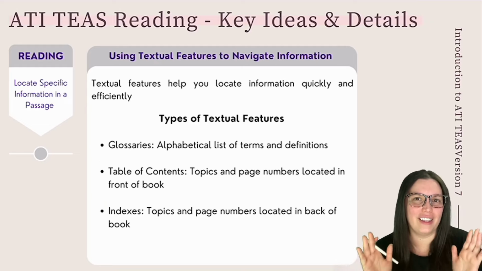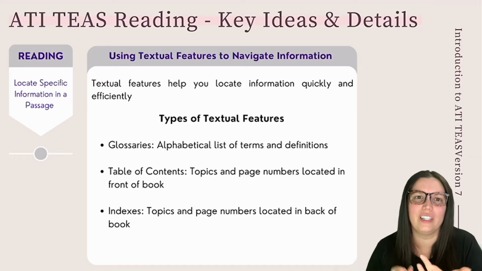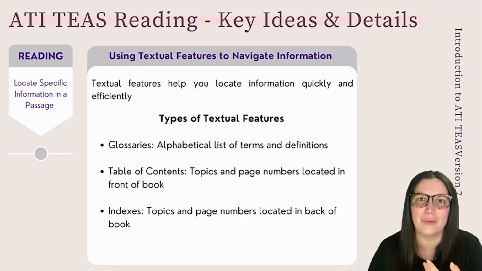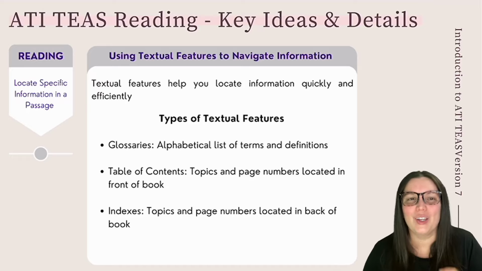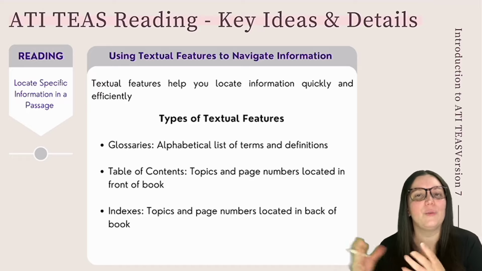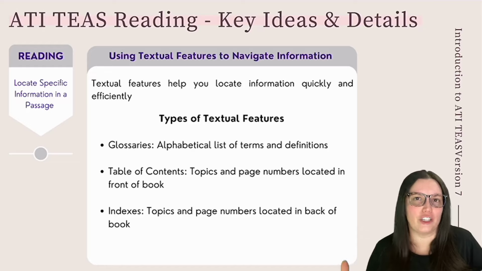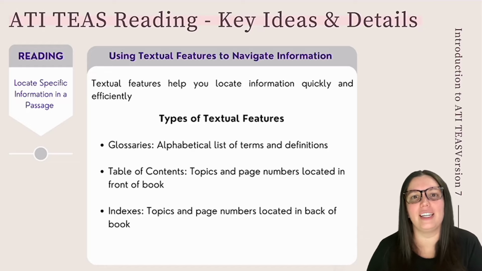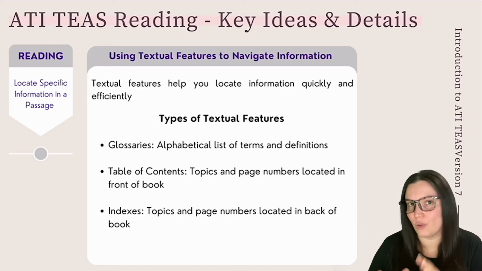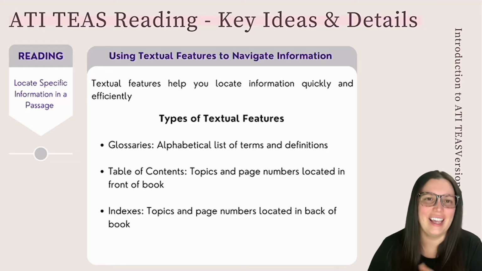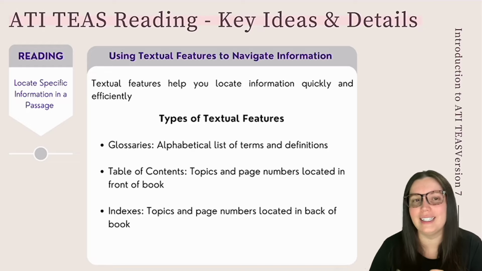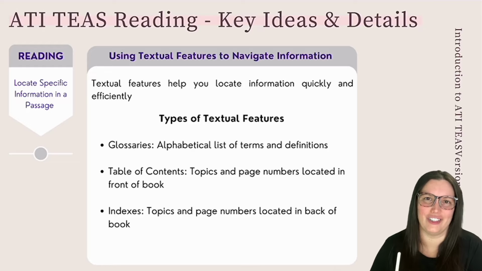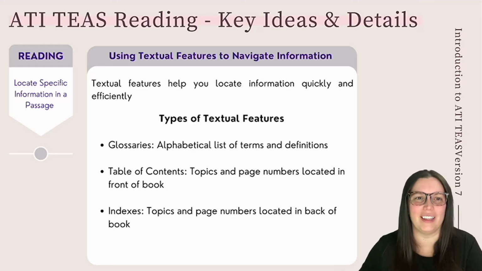One of my favorite things on the ATI TEAS test is using textual features to navigate information because it's so easy. So textual features are the different ways an author organizes information in a text. These features can help you locate specific information quickly as well as efficiently. Examples include glossaries, indexes, table of contents, headings, subheadings, sidebars, footnotes, as well as legends. So let's take a closer look at each one of these.